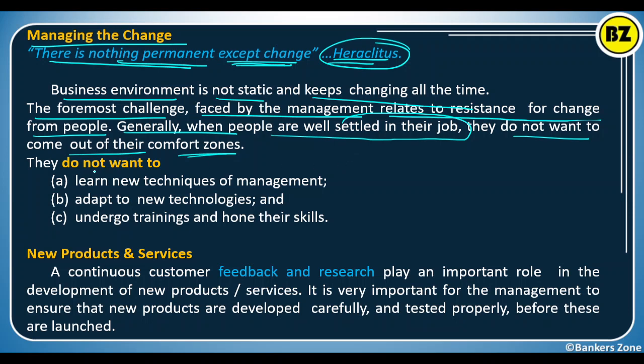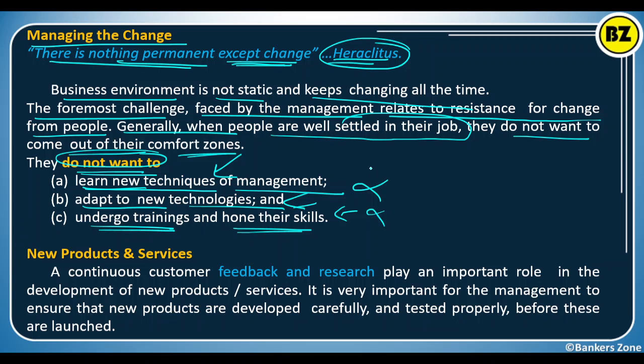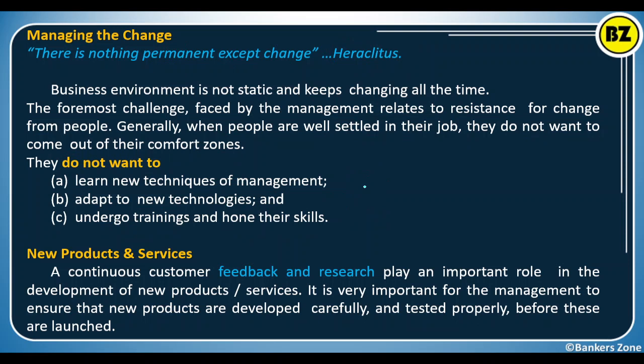So the management is facing some challenges. Why? Because some of the employees don't want to learn new techniques of management, they don't want to adopt the new technology, and don't want to undergo any training to improve their skills. They don't want training, they don't want new technology, they don't want anything to be adopted, right? So that's why resistance from the employee to the management is one of the important problems.